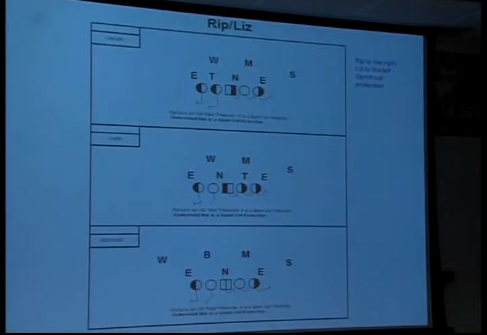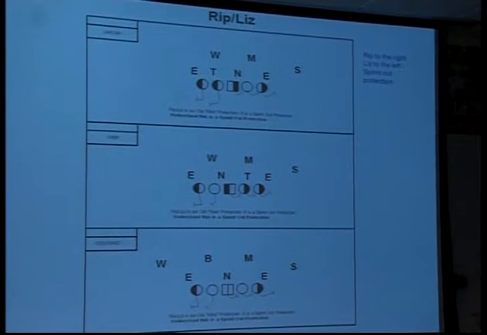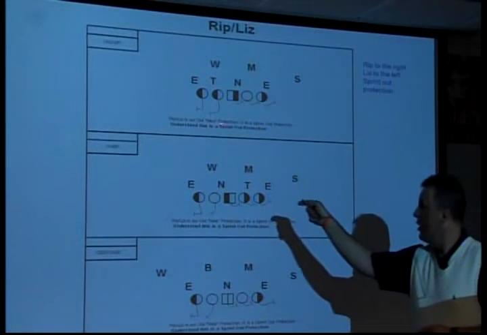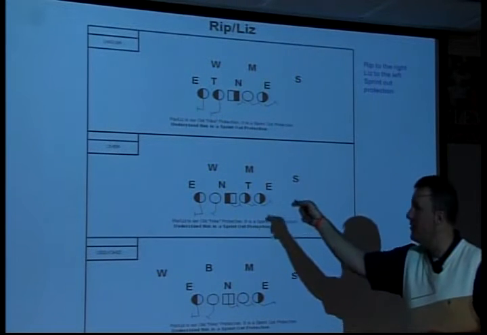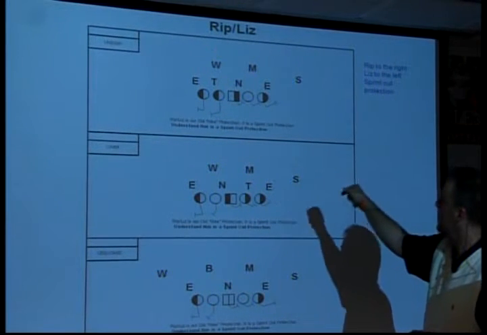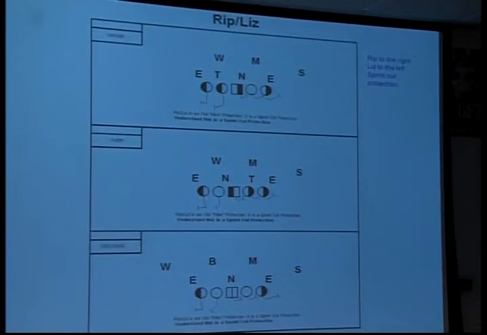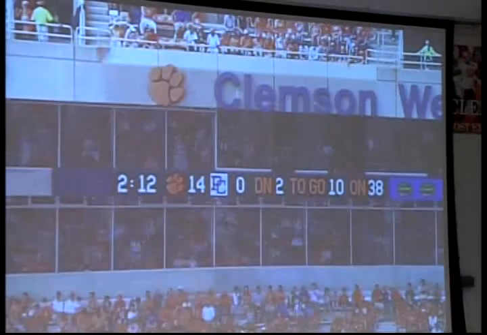Again, we talked about that. Rip is to the right. Liz is to the left. It is a sprint out protection for us. Again, you see the waterfall start. It's the old Nike protection that they've had here in the past. It's just now Rip and Liz. It's shortening things down a little bit. Understand this is our sprint out protection. All right. Go ahead, Coach.